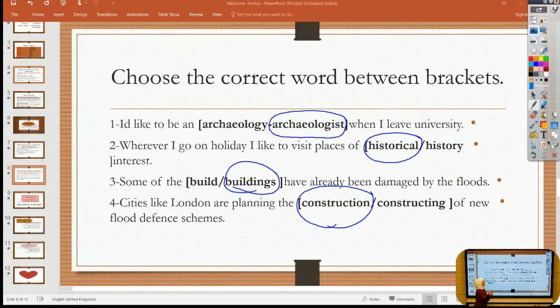So I advise all students to study exercises like this. You must study them: choose in brackets and translation.